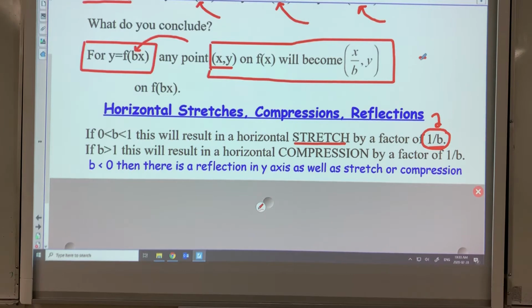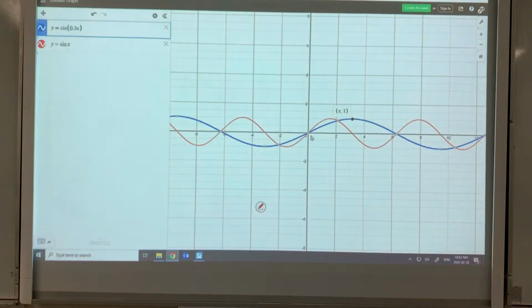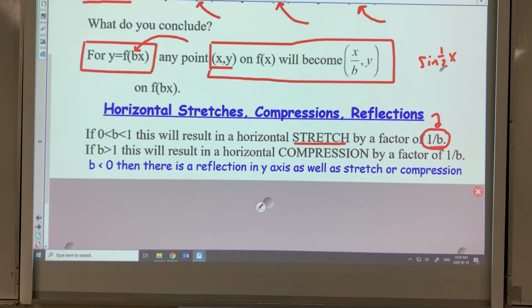Right? So if you have sine 1/2 x like the one we have on the board, if we're talking about it in words, we say it's a horizontal stretch. We agree on that. The blue line, it's like it got stretched out. But you don't say the b value, you say what the 1 over b value is. So 1 divided by half is 2. So that's easy enough to remember.